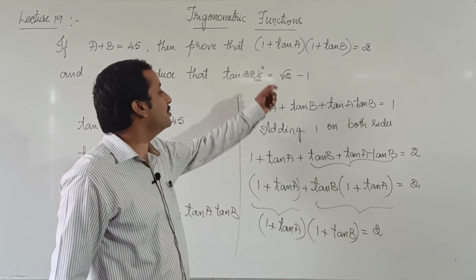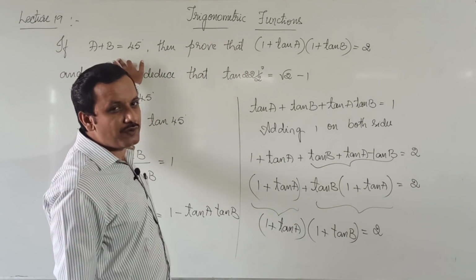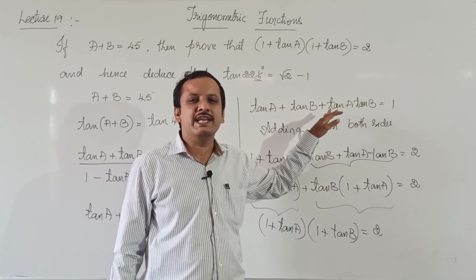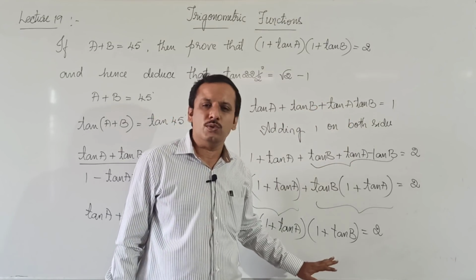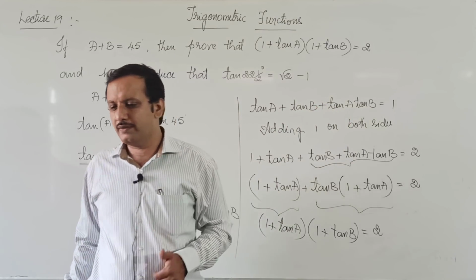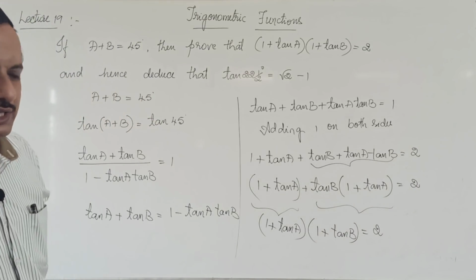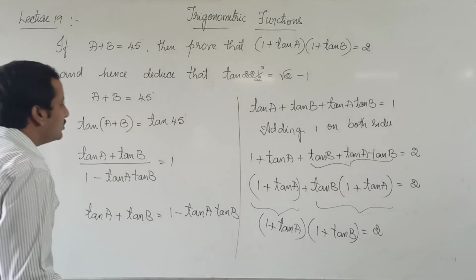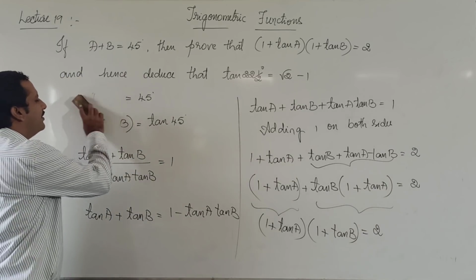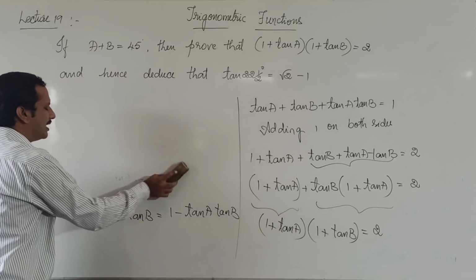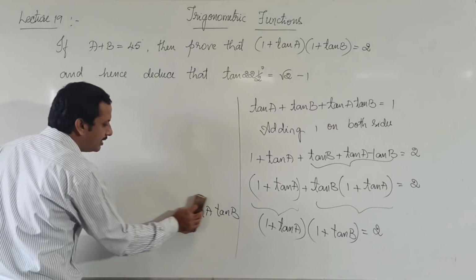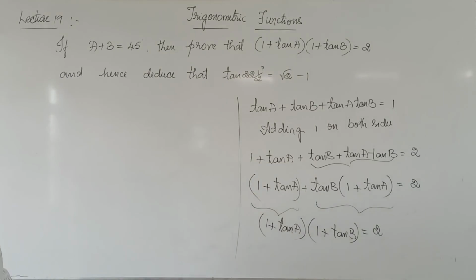That is what we were asked to prove. So, when a plus b is equal to 45 degree, we were asked to show that 1 plus tan a into 1 plus tan b is equal to 2. That we have proved. Okay. Further, there is another question here, and hence deduce that tan 22.5 degree is equal to root 2 minus 1. You are also asked to prove that tan 22.5 degree equal to root 2 minus 1.